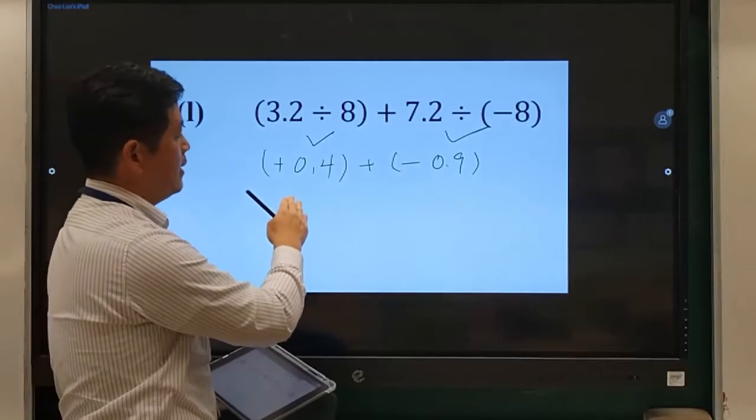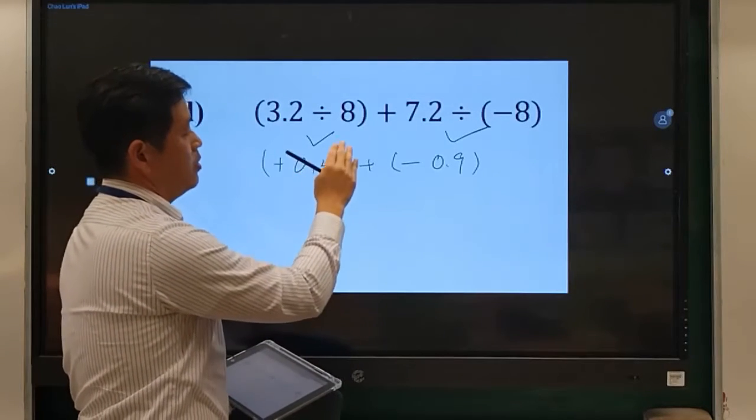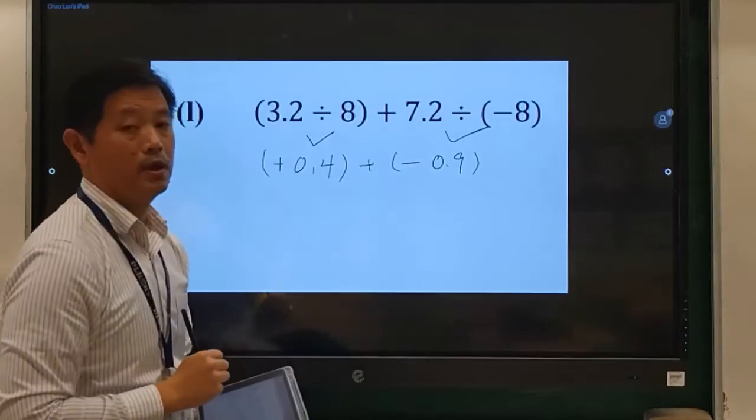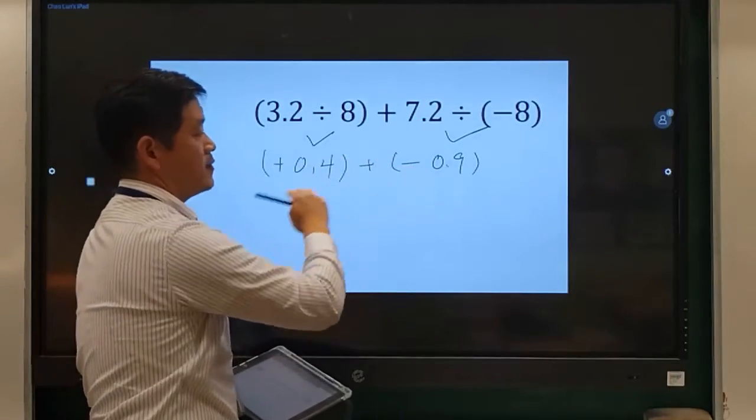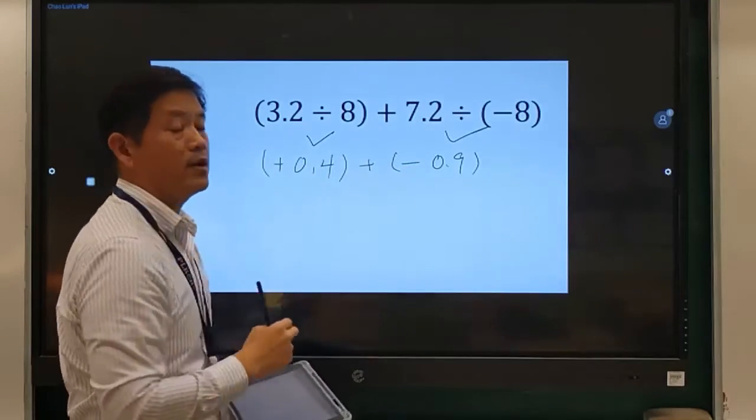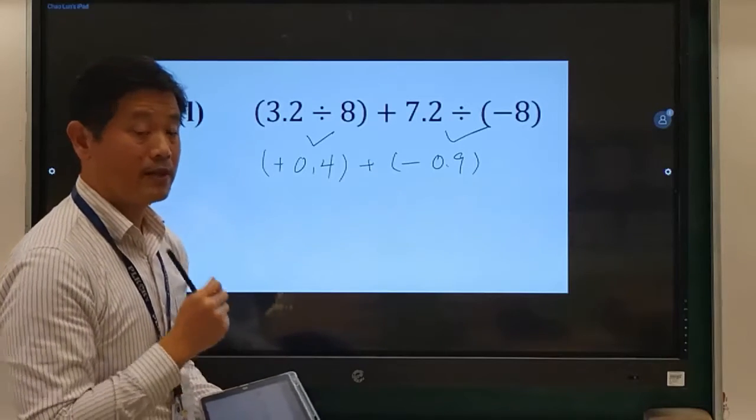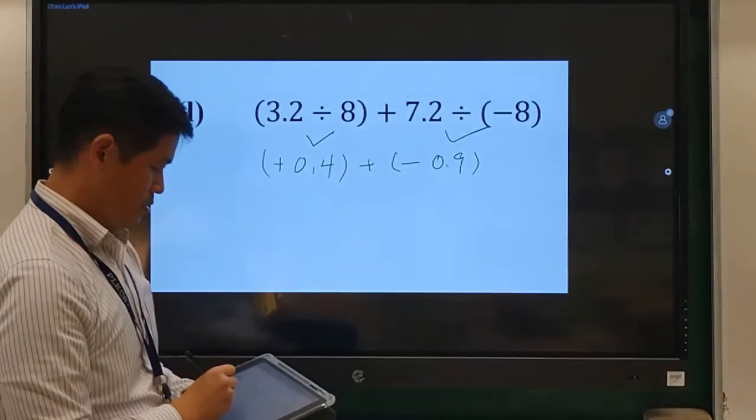So now again, I have a positive number adding a negative number. Okay? So numbers positive and negative are different. So that means I need to subtract them. I need to find the difference. Okay?